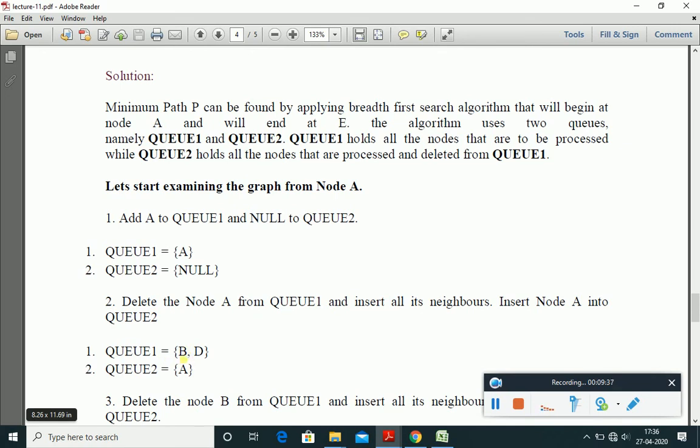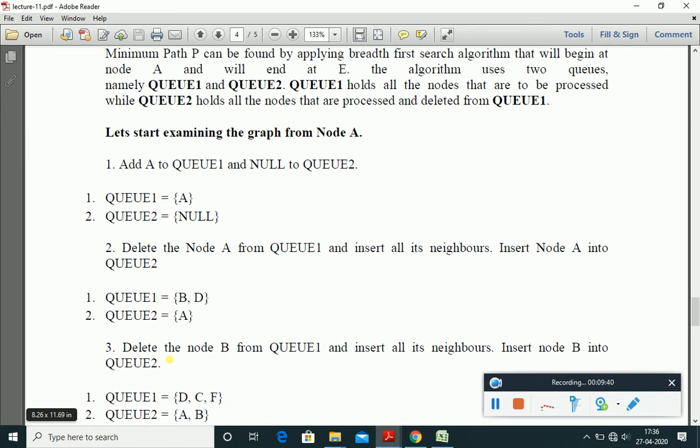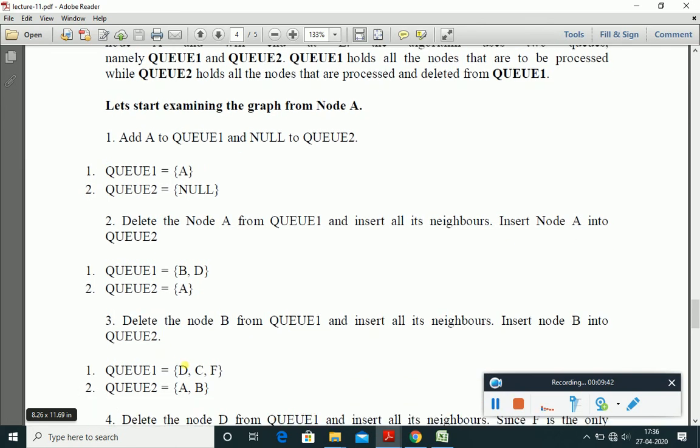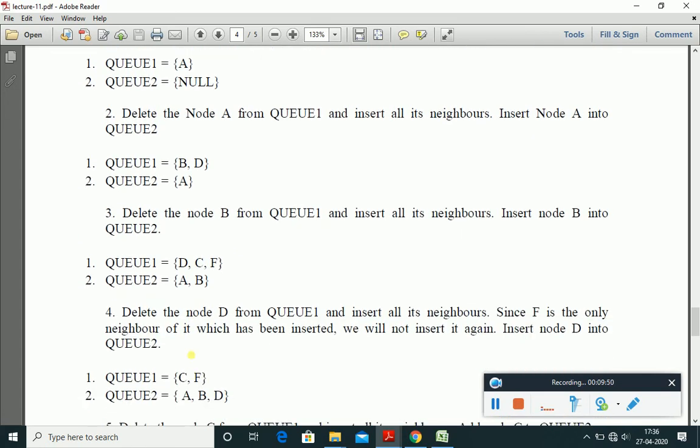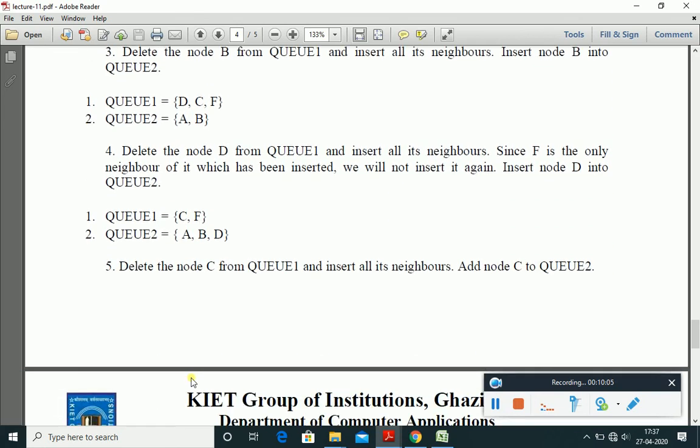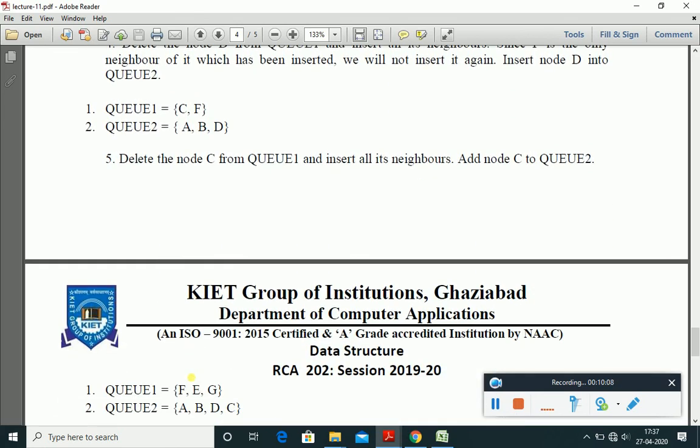Now we are taking B outside. Its neighbors are C and F, which have not been discovered yet. Then we are taking D outside and finding its neighbors. Its neighbors are already discovered, so you cannot insert any element into the queue. Then we are taking C outside from the queue and trying to find its neighbors which have not been discovered yet. Its neighbors are E and G, so we are inserting those neighbors into the queue.